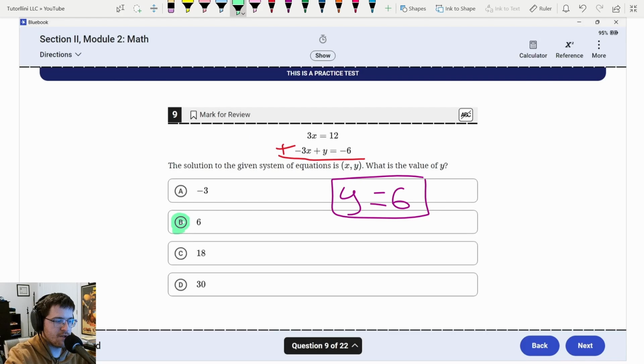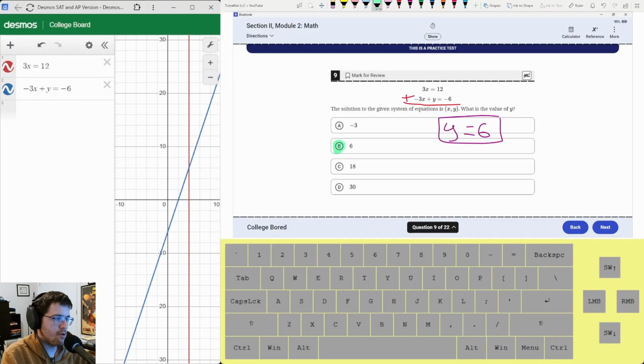We could also do this on Desmos. Let's go do that. Okay, I typed in both equations. I double click where they meet, and I see the y coordinate of the solution is 6.